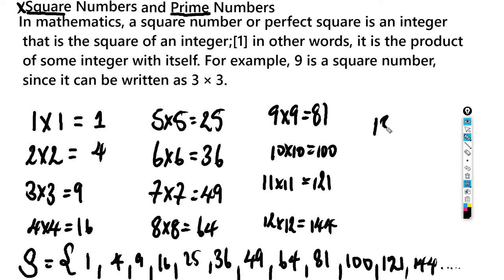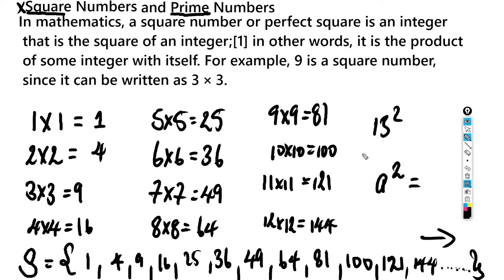So you can have 13 squared as well. Basically, any number that you square is equal to a square number. There are many other square numbers. Obviously, this set goes on forever.